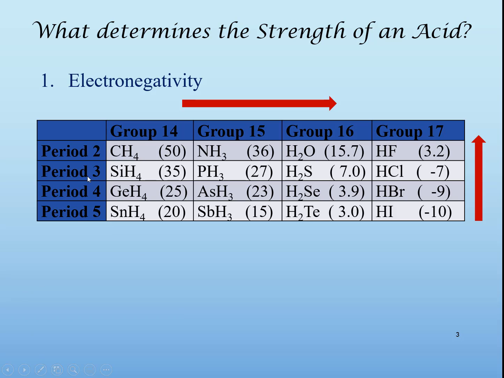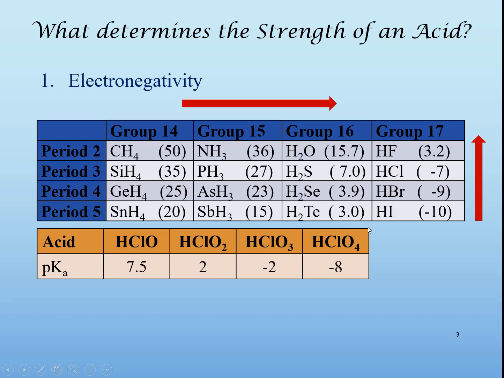If we go to period number 3, we see a similar trend: silane is a very weak acid, phosphine is slightly stronger, hydrogen sulfide is a weak acid, and hydrogen chloride is a very strong acid, and this trend goes for period number 4 and period number 5 as well. Another thing we're going to see is that the more electronegative elements are present, the stronger the acid is.